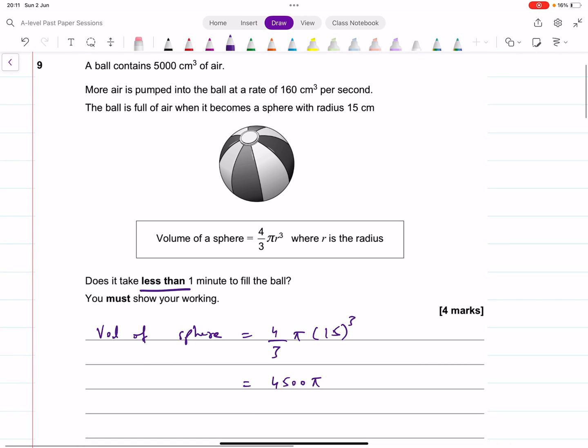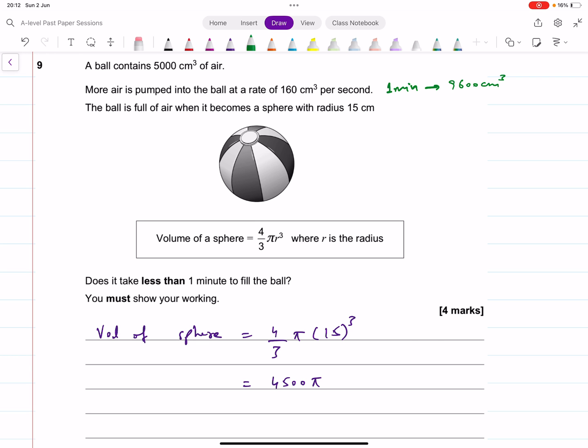Now, does it take less than 1 minute to fill the ball or more than 1 minute? How can you figure that out? Let's see what happens in 1 minute. It's 160 centimeter cube per second. In 1 minute, it should be 160 into 60 seconds, 9,600 centimeter cube. This much should be pumped into the ball in 1 minute.